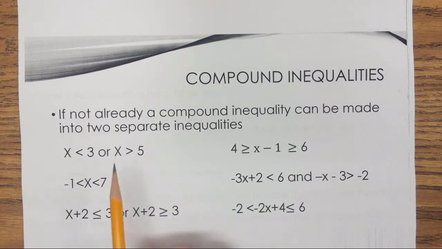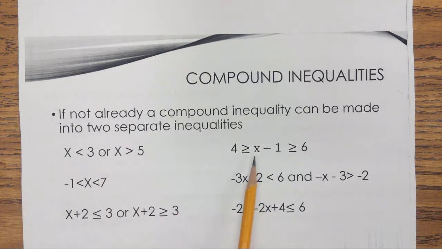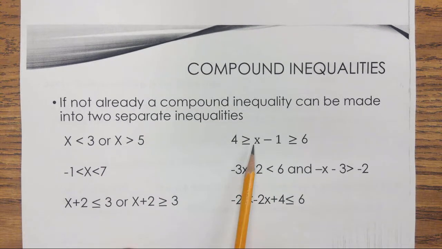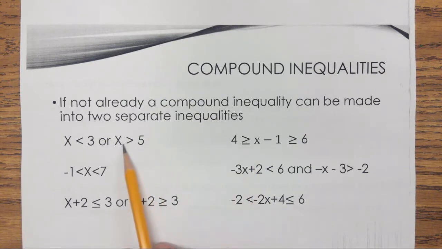So, compound inequalities. If they're not already a compound inequality, they could be made into two separate inequalities. So, if it's written like this, we can change it around to where it's going to be written something like this or this or something along those lines. Just like the rules that we had with all inequalities before, if the x is not by itself, we have to get the x by itself.